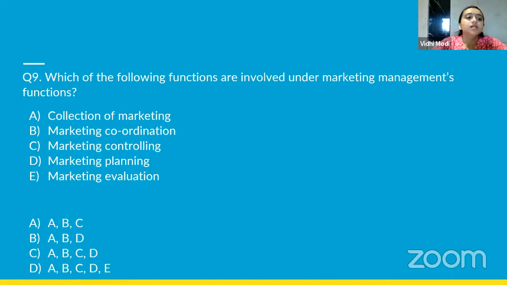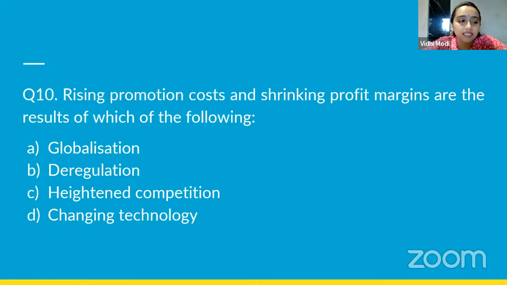Moving ahead, we have, which of the following functions are involved under marketing management's functions? Collection of marketing, yes. Marketing coordination, yes. Marketing controlling, yes. Marketing planning, yes. And marketing evaluation also is a function of marketing management. Therefore, the answer would be option D, which is A, B, C, D, E.